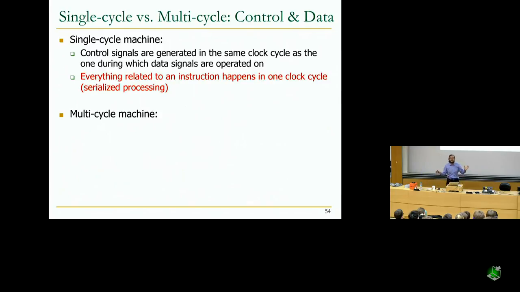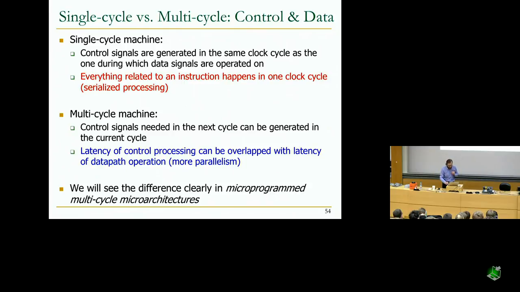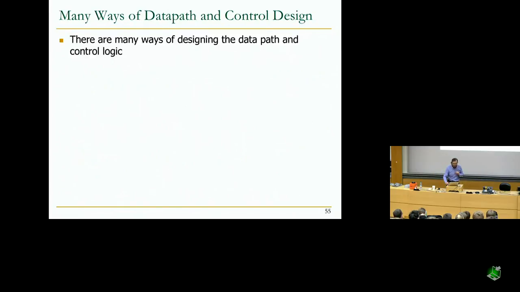That's one of the other reasons why single cycle machines are not good. On the other hand, a multi-cycle machine gives you a lot more flexibility. What you can do is generate the control signals that you need in the next cycle in the current cycle. So you can basically pipeline the generation of the control signals. Essentially, you can overlap the latency of this control signal generation with the latency of data path operation. So you don't wait in a single clock cycle. You generate the control signals earlier. And this is going to be very, very important for the next lectures when we talk about multi-cycle machines. Okay, we will see the difference even more clearly.